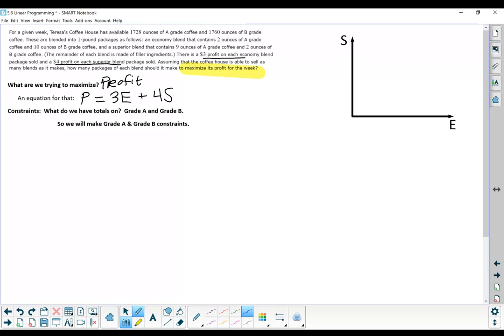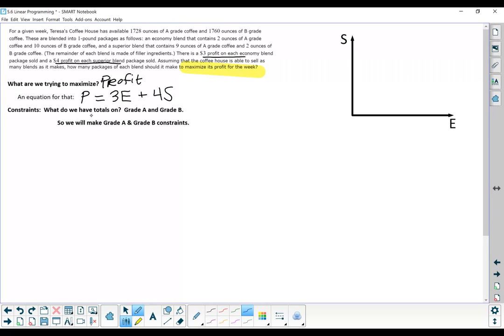So what you want to think about is, what do you have totals on? And in this problem, the thing that we have totals on is grade A and grade B. So we're going to make a grade A and a grade B equation. So for grade A, what we know is that for each economy blend, they need 2 ounces of A. So 2 ounces of economy blend in A.